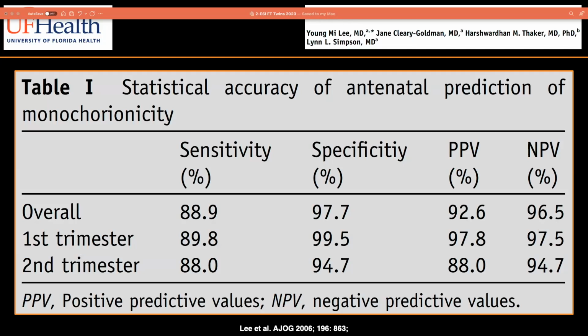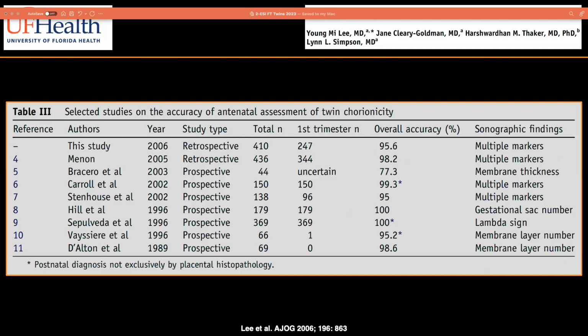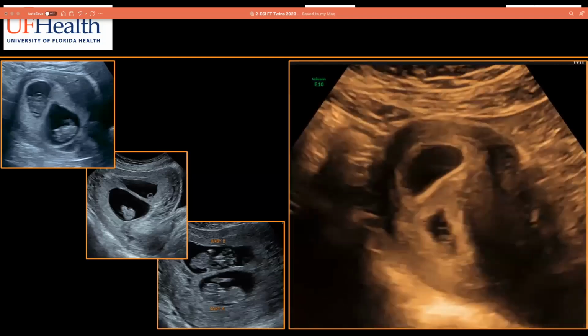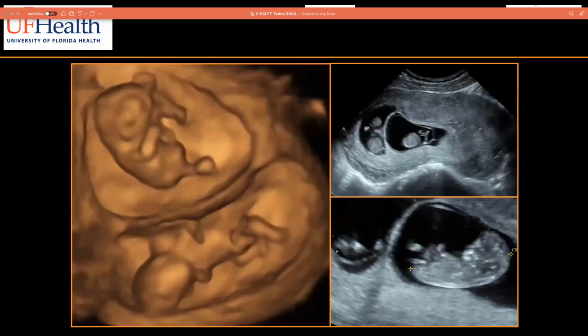How accurate are we? You can see that overall sensitivity in the first trimester is similar to the second, but we are more specific and have much higher positive and negative predictive values. And looking at the various markers with respect to accuracy, you see that we can reach 100% accuracy using the lambda sign and gestational sac number, and the lowest accuracy is just relying on membrane thickness alone. Why is that? Because depending on how high your gain is and your angle of insonation, these may all factor in and impact membrane thickness.